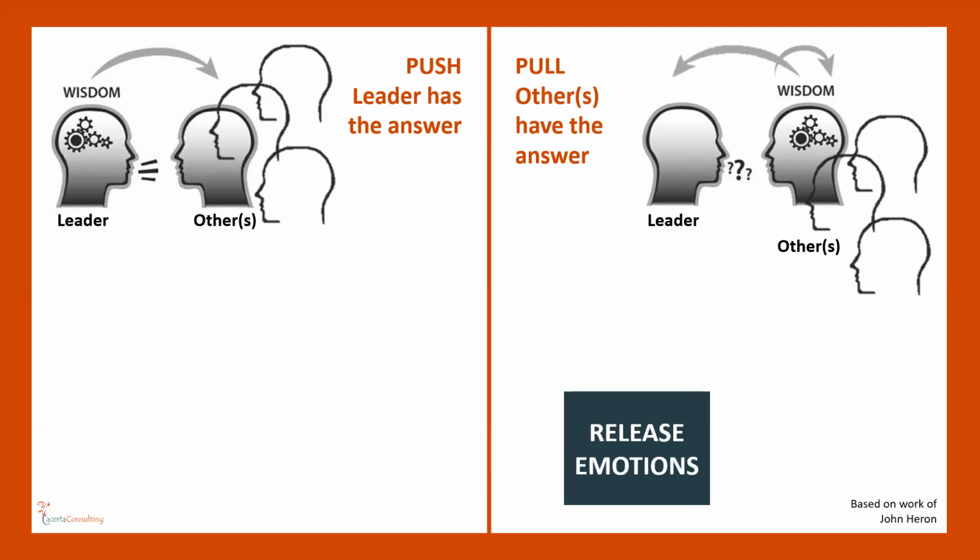Release emotions is a little bit the other side of a coin to enable thinking. If you think about release emotions and enable thinking as a pair, these two are kind of two sides of a coin. Release emotions is checking what people feel. Enable thinking is checking what people think.